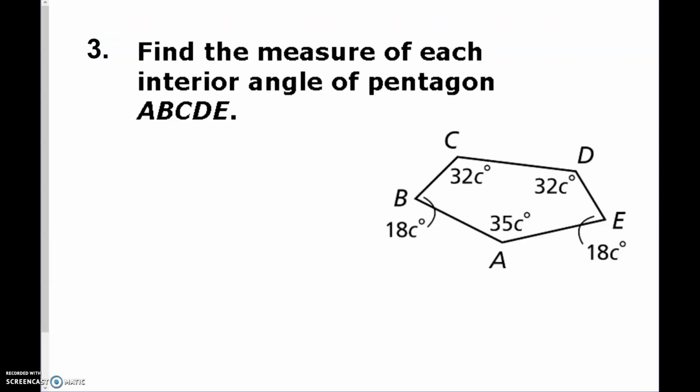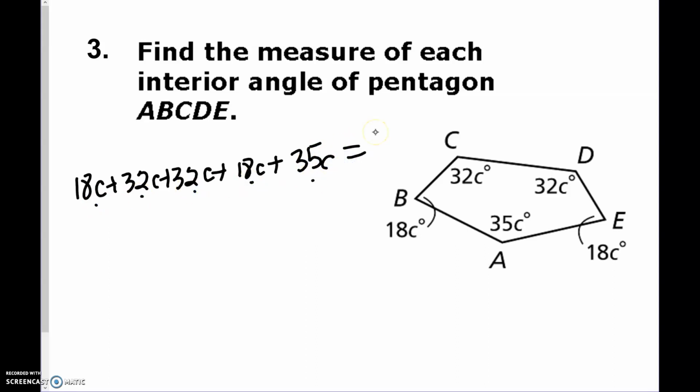All right, find the measure of each interior angle of a pentagon. Well, we're going to add up 18C plus 32C plus 32C plus 18C plus 35C. 1, 2, 3, 4, 5. Okay, 5 angles together to be a pentagon.